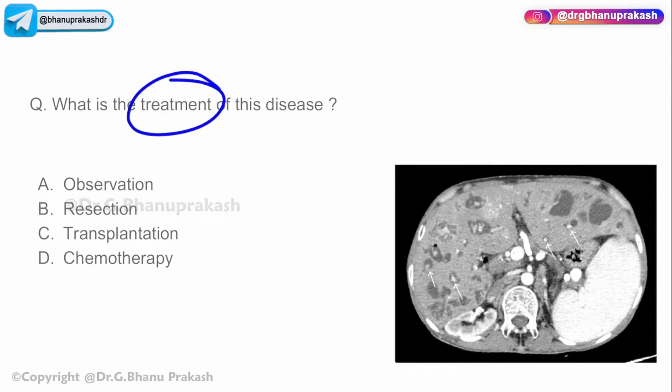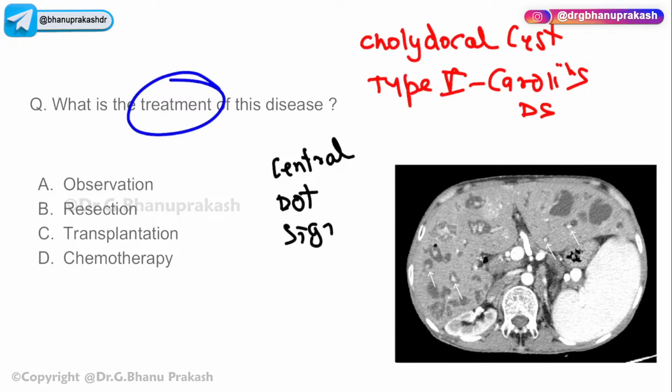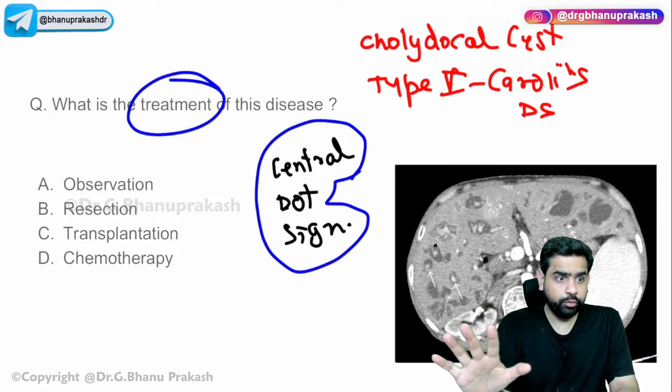This is a central dot sign, and the diagnosis of this patient is Caroli's disease. What is this? This is choledochal cyst type 5, which is Caroli's disease. What you are basically finding over here is a central dot sign. Am I making some sense to you guys? We are finding a central dot sign: Caroli's disease, choledochal cyst type 5, central dot sign. I hope you are able to understand this point.